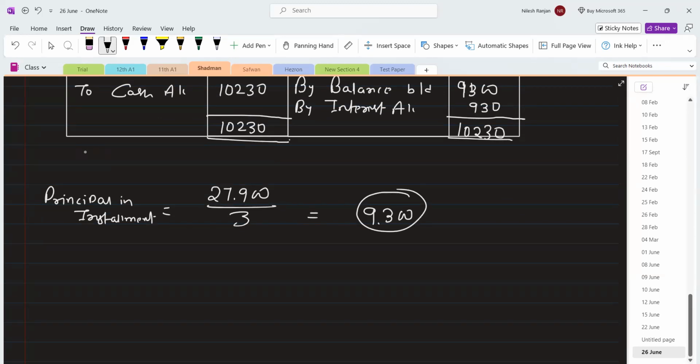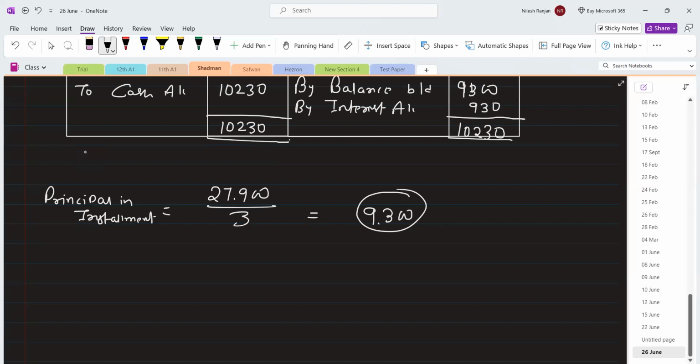There will be a separate calculation for interest every year. Do it with the first working note, like I have done with the principal in installment. You have to calculate interest. The principal in installment is 27,900 divided by 3. The amount is 9,300. Means the total amount payable is divided into 3 parts. Now, along with this amount, we have to pay interest also. So you have to calculate interest for every year.